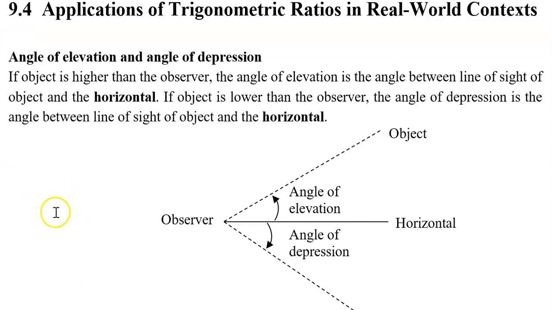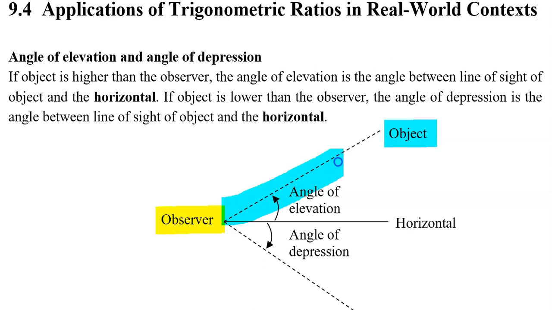Okay, so what do we actually mean by this? There are two kinds of angle that you need to know in this topic. First, I would like you to visualize yourself as the observer that I highlight over here. If there's an object that is above you, as an observer, you have to look up along this line so that you can take a look at it.